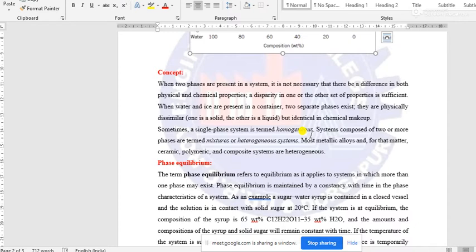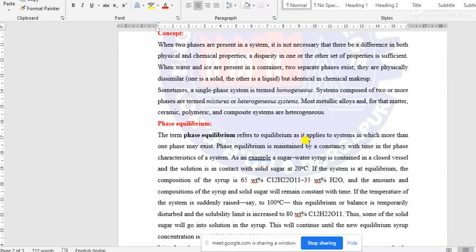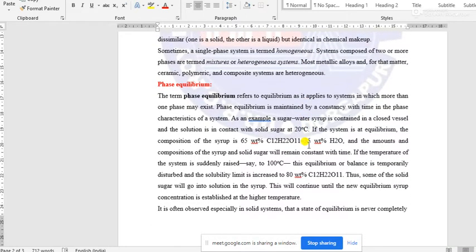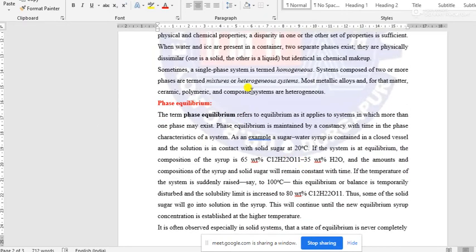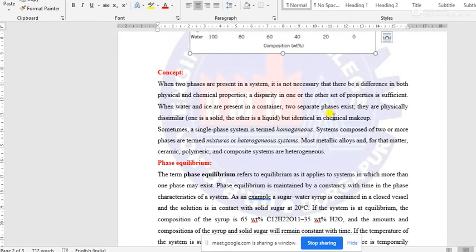Phase diagram, about phase diagram we will discuss in the next class, or maybe after that, but this is the concept of phases. Okay.